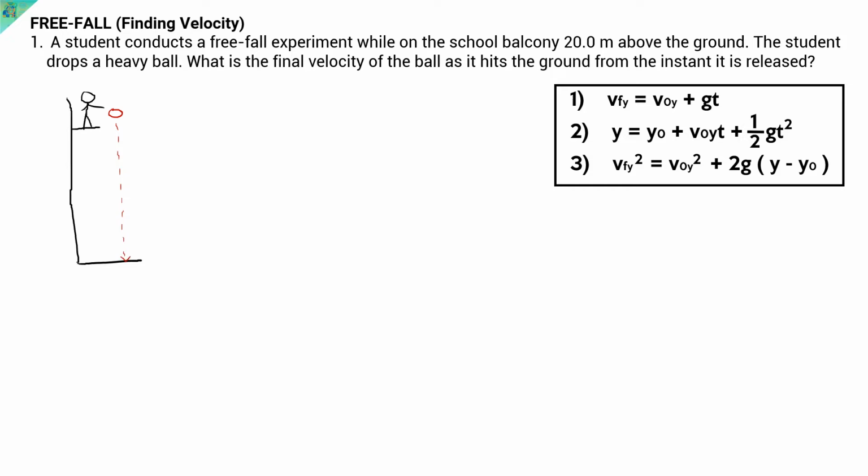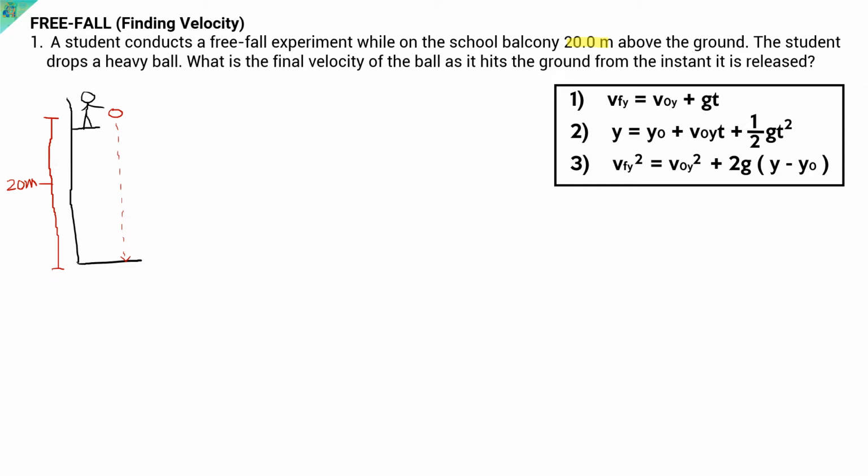Okay, the student drops the ball from a certain height. And according to this, the height is actually 20 meters. So that's important. We'll write it down. The height from which the ball falls is actually 20 meters. Okay, so that's it. Let's now try to write our given.